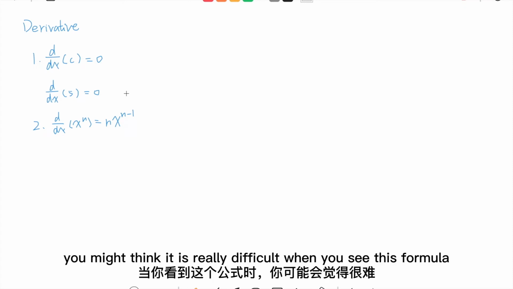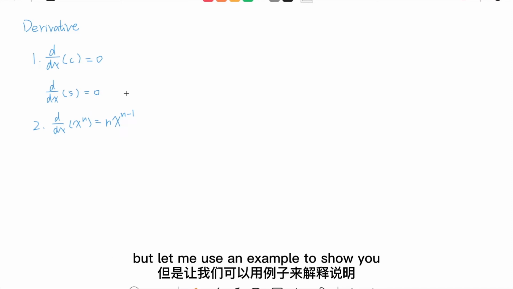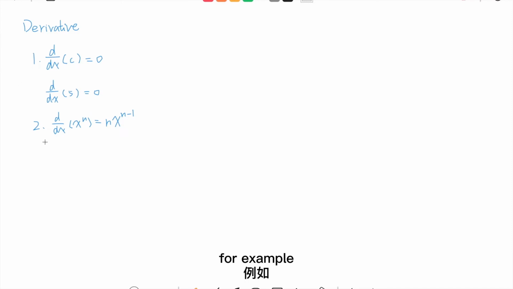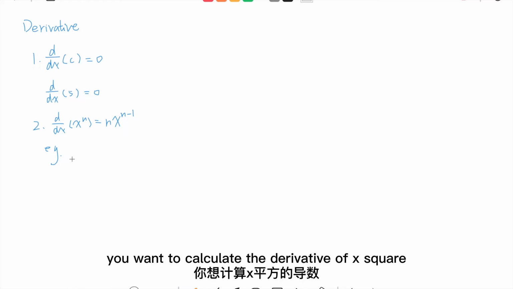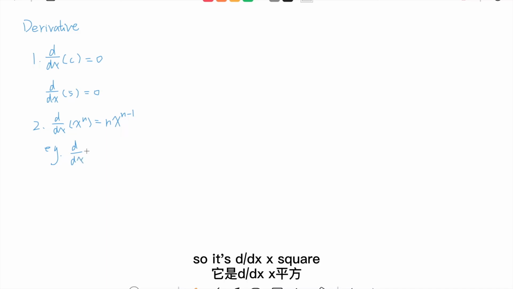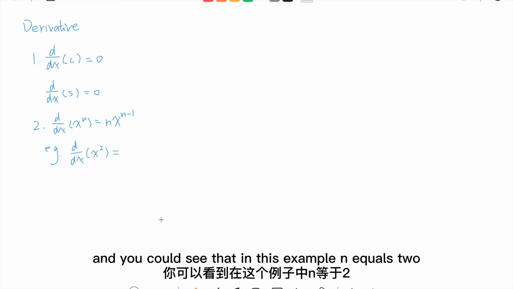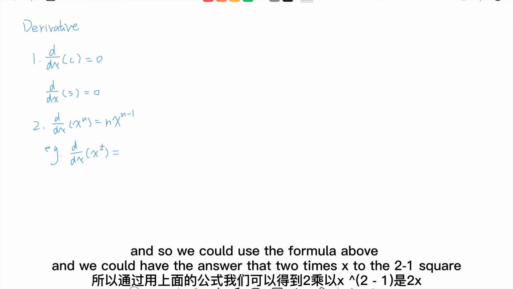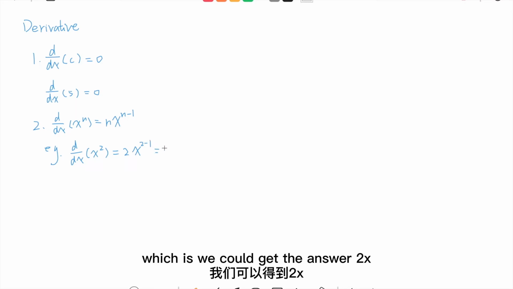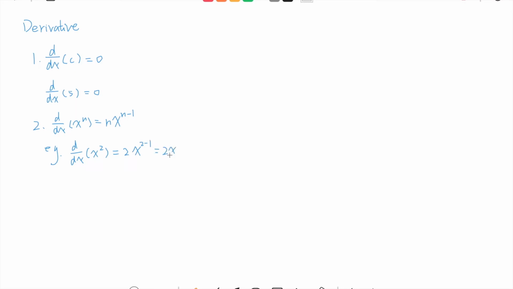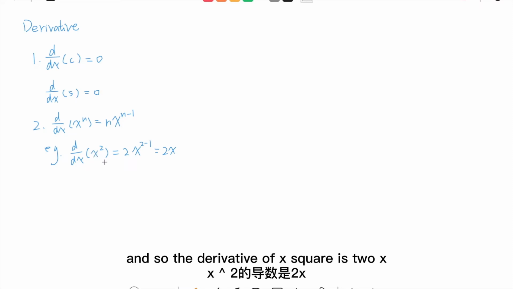You may think it is really difficult when you see this formula, but let me use an example to show you. For example, you want to calculate the derivative of x squared. So it's d/dx of x squared. You can see that in this example, n equals 2. So we could use the formula above and get 2 times x to the 2 minus 1, which is 2x. So the derivative of x squared is 2x.